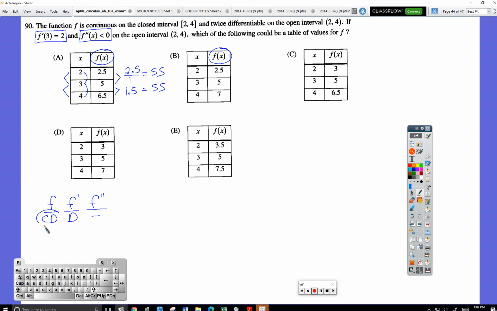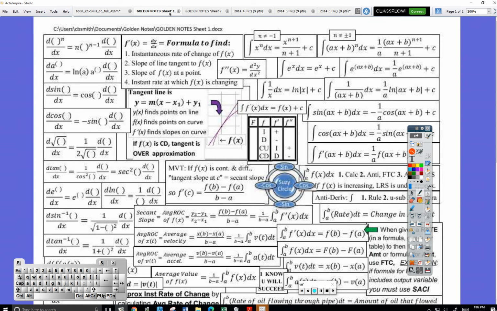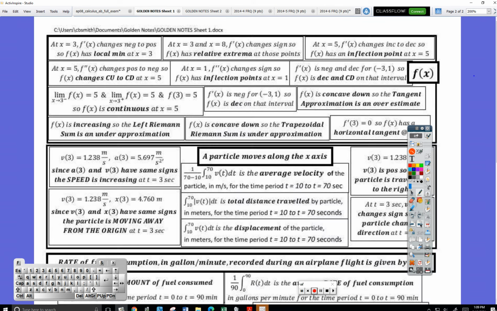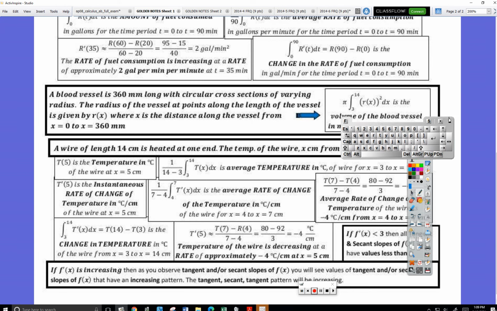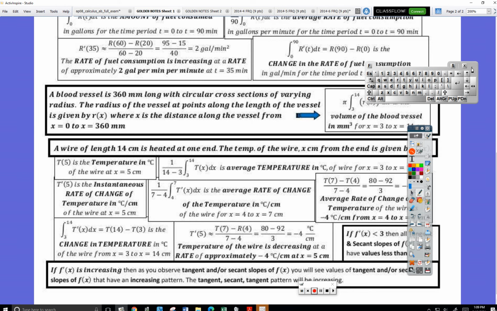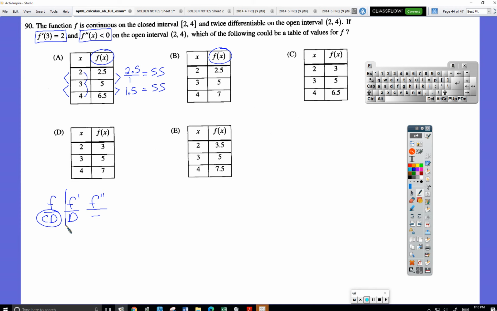You need to memorize the definition of concave down. I believe it is on the golden notes. Right here. At the very bottom of the back side of the first sheet, it says right here. Now this definition is for concave up, but you just switch it for concave down. It says if f prime is increasing; in our case, f prime is decreasing. We just showed that. We've got f prime is decreasing.